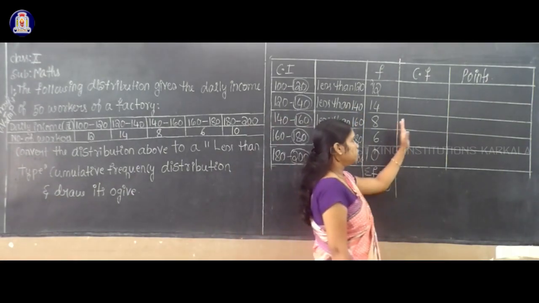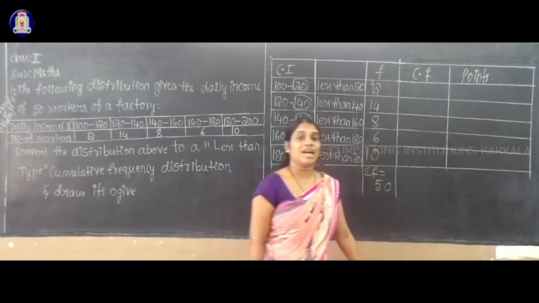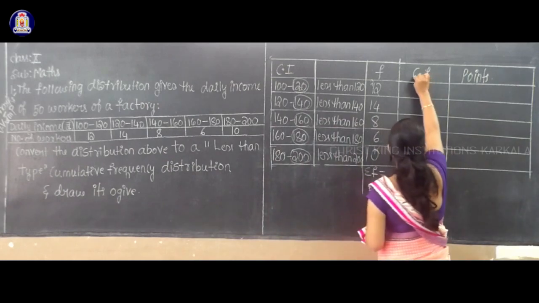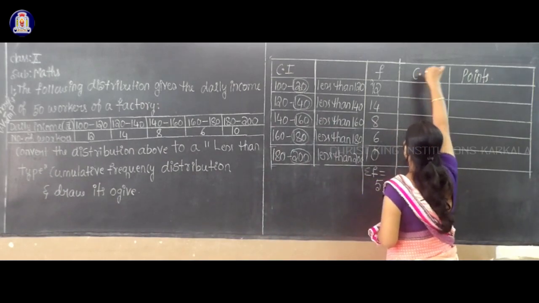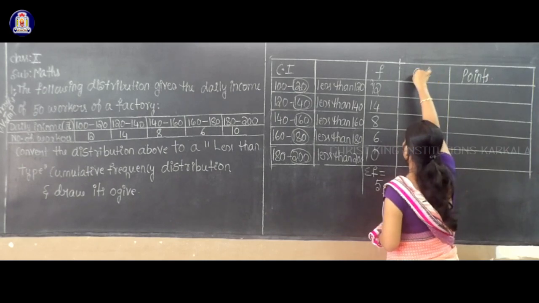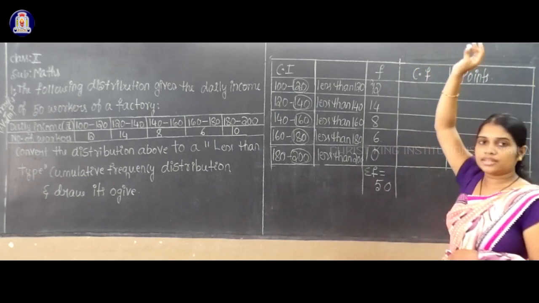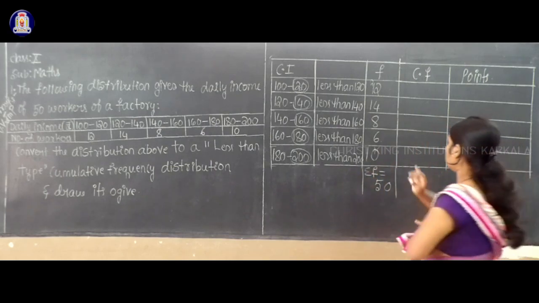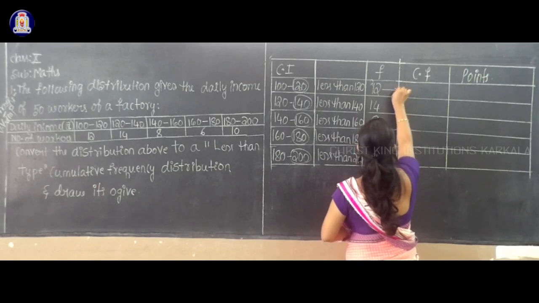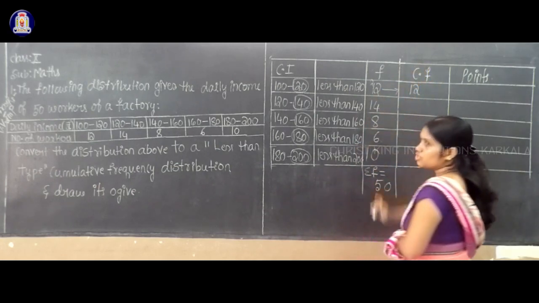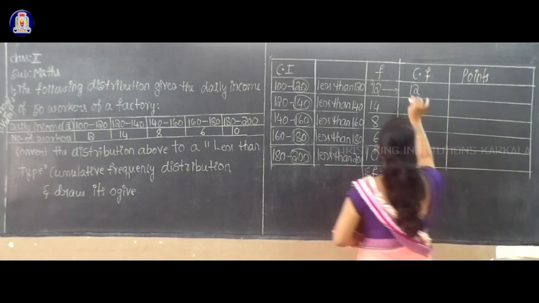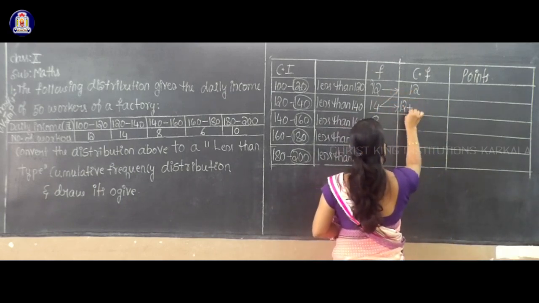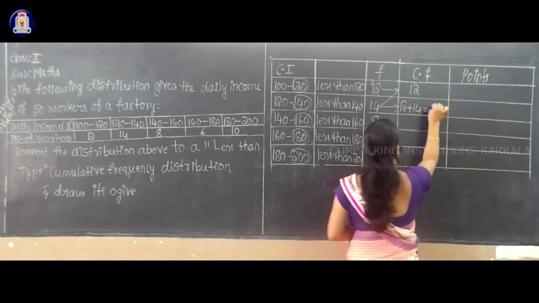Now the very important step is to find the value of CF. What is the meaning of CF? CF means cumulative frequency. How to write the cumulative frequency value? This is less than type. The first frequency value is 12, so write it as it is. Next, add this 12 with 14.